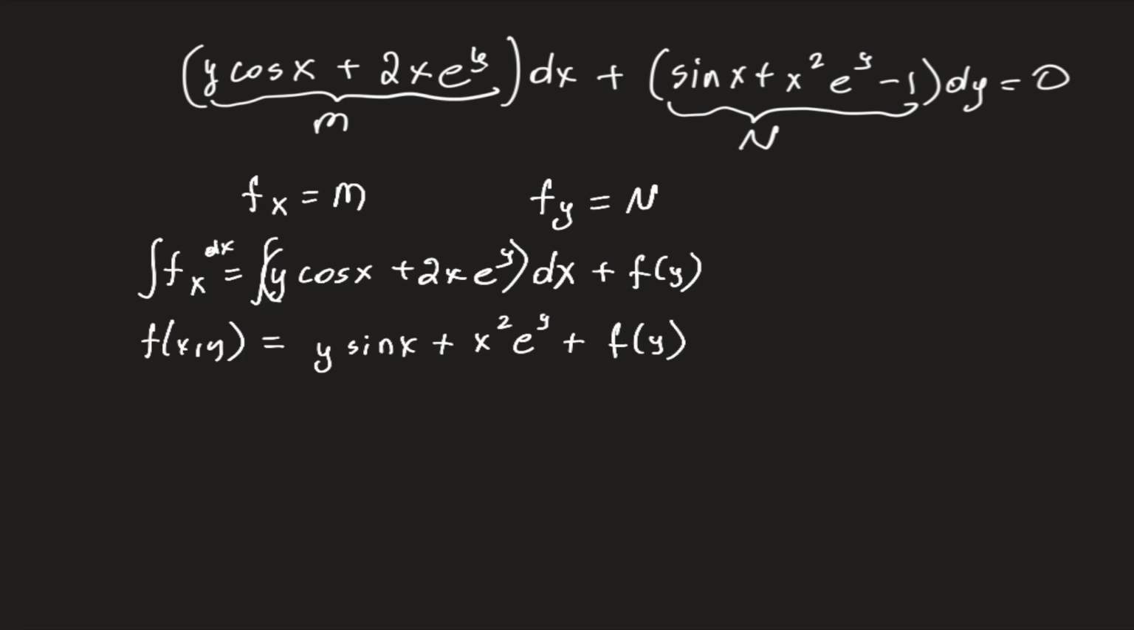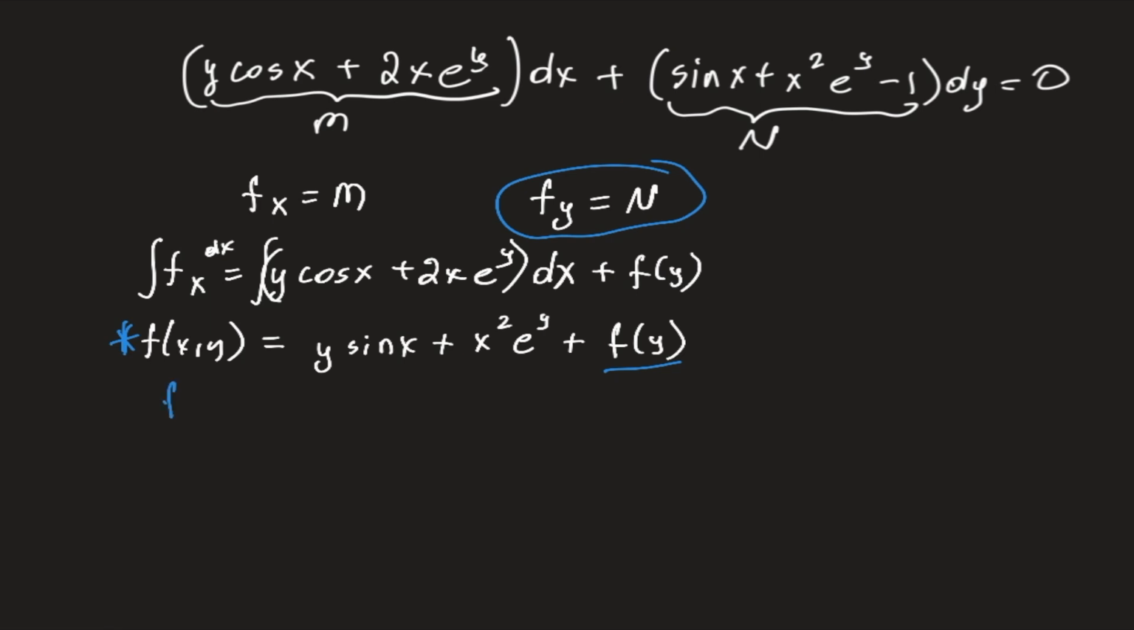And this is the function we're going to maybe put a little star next to, because this is the function we're going to come back to once we find what f of y is equal to. In order to find that, I'm going to need my second condition here, which is the partial derivative of this function with respect to y is equal to n. So that's what we need to do to this function.